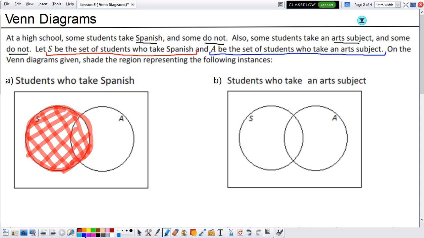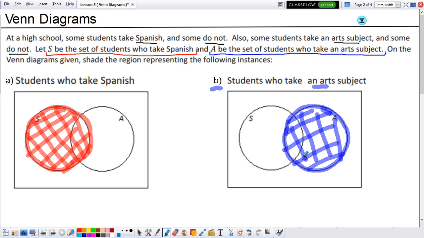Now, let's look at example B, or the second scenario. Here we want to just shade the region for those students who take an art class. So it's going to be the same idea, but we're not going to be circling those students who just take Spanish. Right now, our task is those who are taking an art class. So that's pretty much saying just circle the circle that talks about A, because we know that A stands for art. So this is the circle for A, and this is the circle for S. It gets a little more complicated.